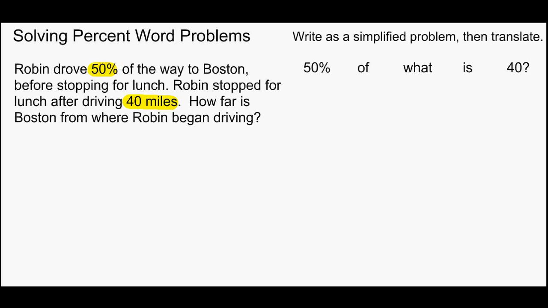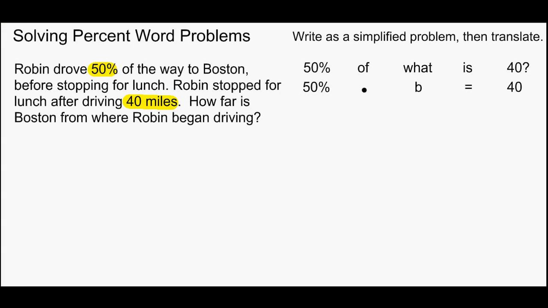Let's use direct translation to solve another word problem. Robin drove 50% of the way to Boston before stopping for lunch. Robin stopped for lunch after driving 40 miles. How far is Boston from where Robin began driving? First, write our word problem in simplified form. 50% of what is 40?